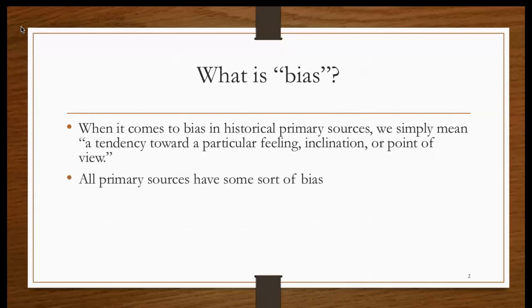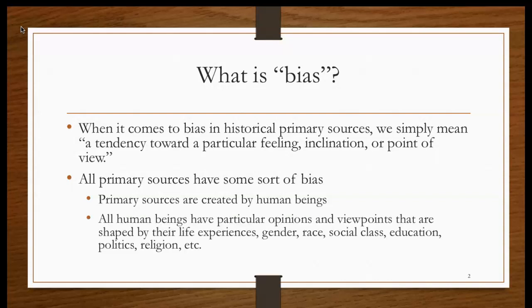And all primary sources have some sort of bias because primary sources are created by human beings. And human beings have particular opinions and viewpoints that are shaped by their life experiences, by their gender, by their race, by their social class, their level of education, their political beliefs, their religious beliefs. We have to take all of these things into account. In the very simplest of terms, bias is whether a source is pro or anti something.